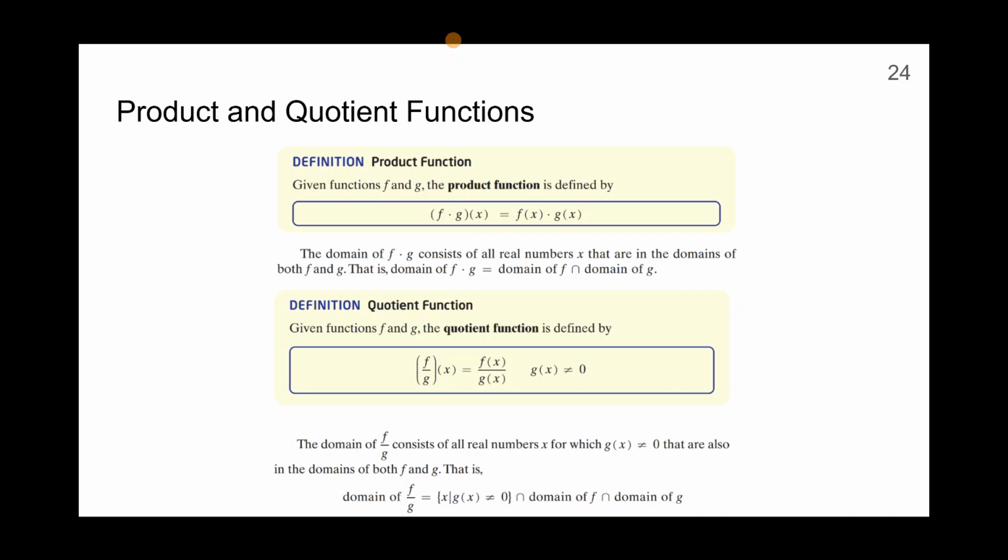Here the domain is a little bit different because here we have a fraction. So the domain of f of x consists of all real numbers x for which g of x is not equal to 0 that are also in the domains of both f and g. So the domain of f of g, it's basically the domain of f intersected with the domain of g, but that also we have to basically get rid of any x values where g of x would be equal to 0. This will be easiest to understand when I do our example. So let's do our example.